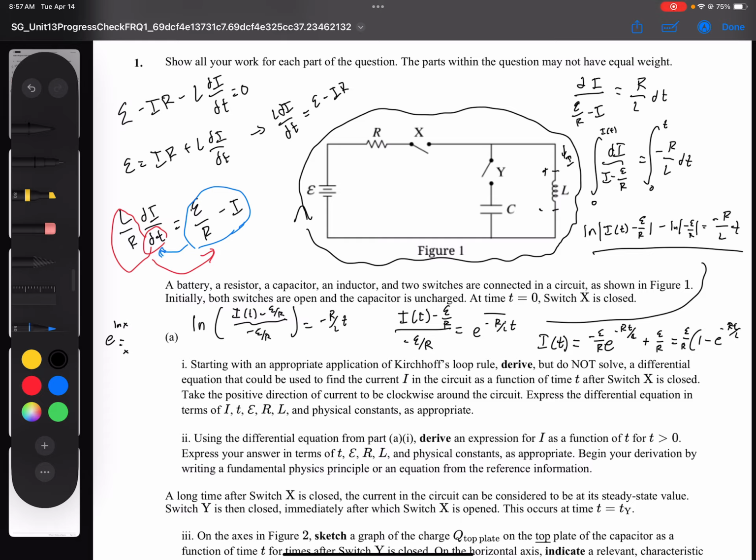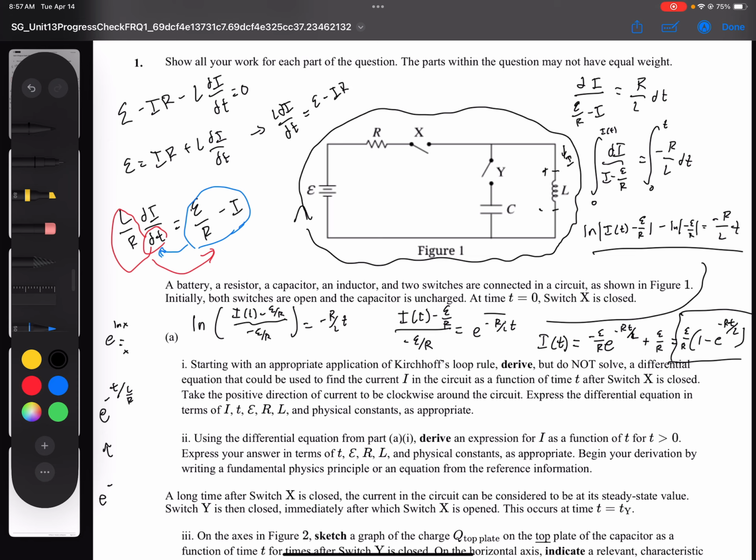Oh, I put C, I'm sorry, L. The L looks like a C. So it's inductors. So this is my final expression. All right, so that's Rt. Let me clean it up a bit. So it's e to negative Rt over L. You can also write it as e to negative t over L over R. Okay, that's also fine because of the time constant.